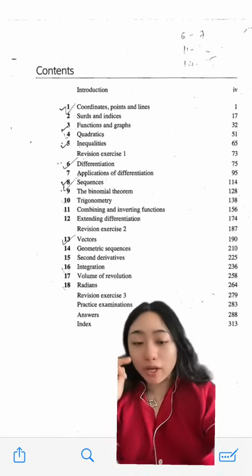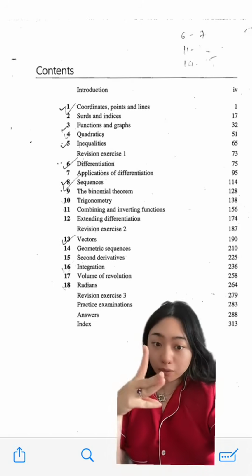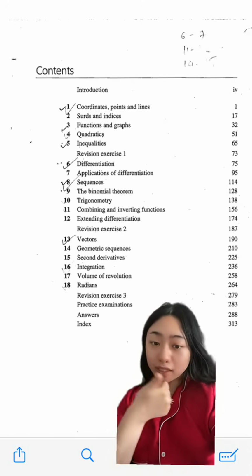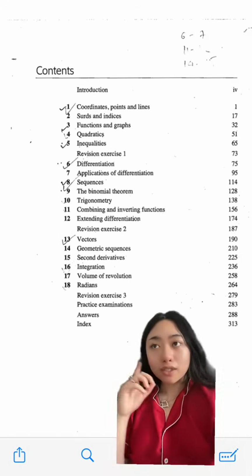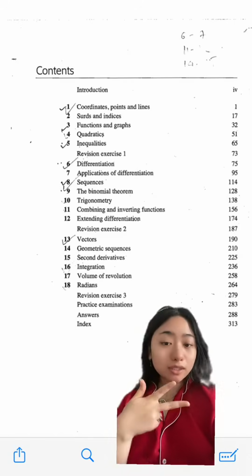for only Pure Mathematics 1. For A-Level Maths, you have Pure Mathematics 1, Pure Mathematics 2 and 3, and then you also have Mechanics and you have Statistics as well. In year 12, you only cover Pure 1 and Mechanics and Statistics.